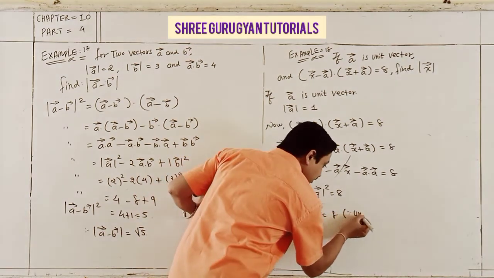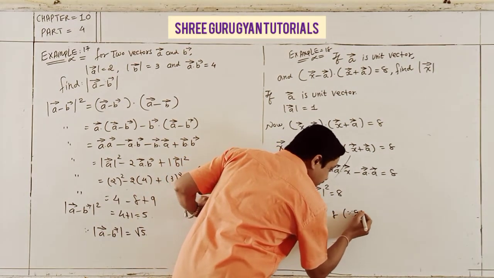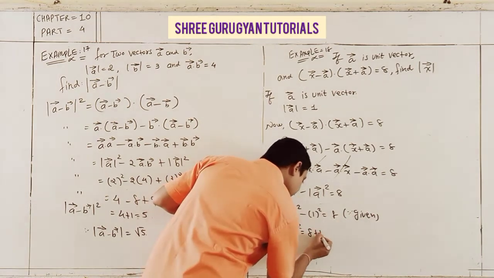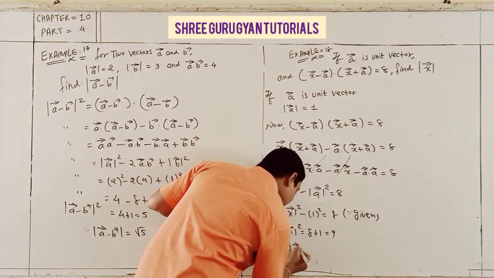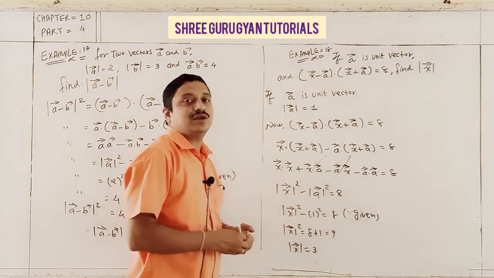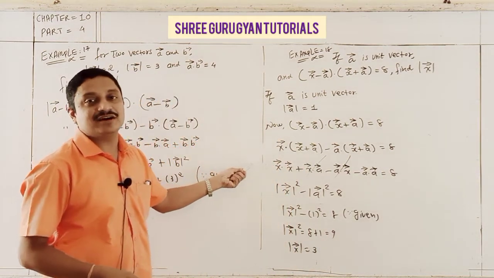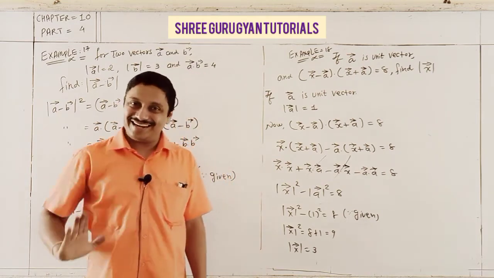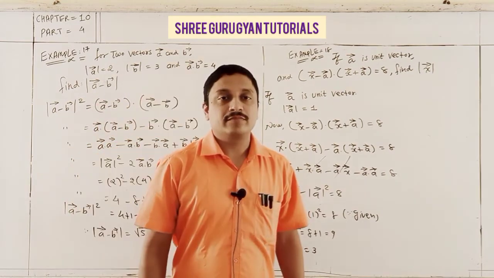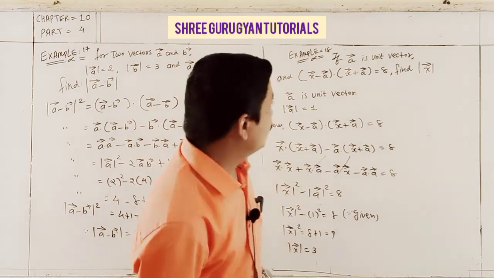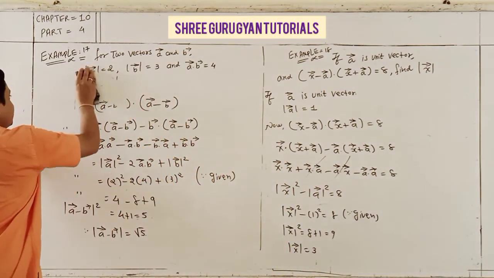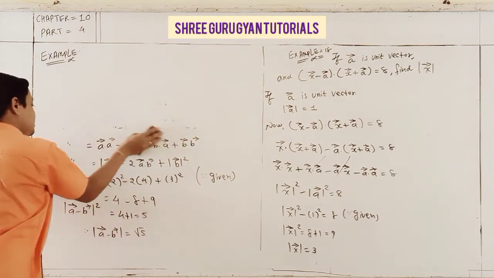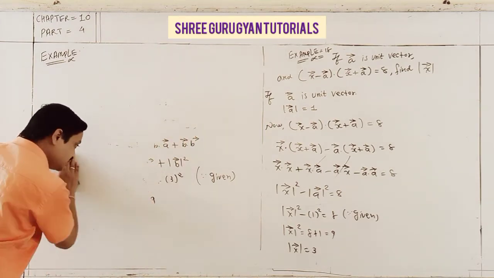Mention here the unit vector is given. So x whole square is 8 plus 1, 9. So what is the x magnitude? It is only and only, students, 3 here. And our example 18 is also, students, easily and happily done. Now continue, students, we go to example 19. Examples 19 and 20, both of them, students, are important for board exams.